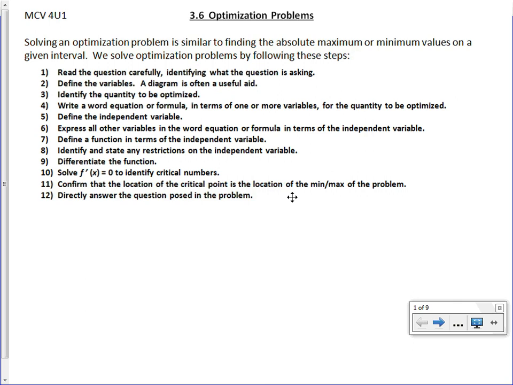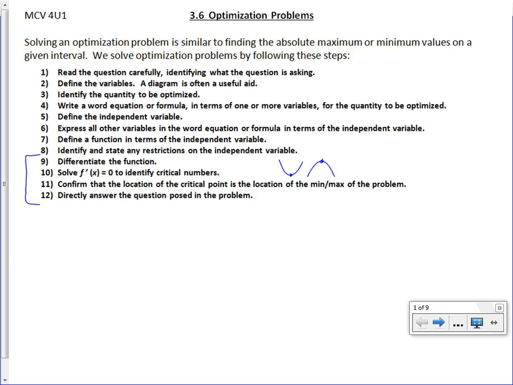Okay? Then the last 4 steps is where calculus comes in. Everything up to there is just building the model. But if you build the wrong model, you're going to have problems doing the rest, right? So you have to take the time to make sure your model is correct. Then once you have the correct model, differentiate, take the derivative of the function. Solve for f prime of x equals 0 to identify critical numbers, because those will be your locations wherever f prime of x is 0, where you potentially have your min or maxes, right?